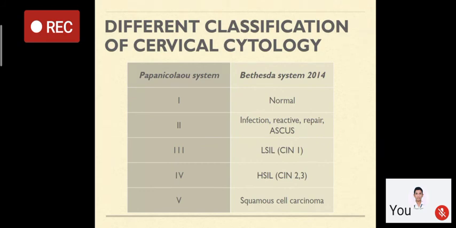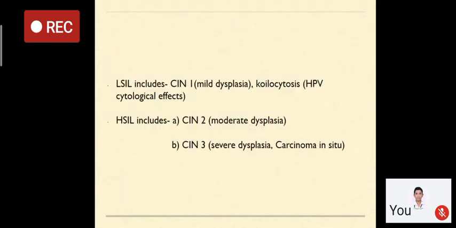or low-grade squamous intraepithelial lesion, which is CIN1. The koilocytosis is seen in the lower one-third of the cervical epithelium, or it can be HSIL, high grade squamous intraepithelial lesion, which can be CIN2 or CIN3, or grade 5 pap smear is cervical cancer, or the patient already has squamous cell carcinoma. LSIL includes CIN1, which is mild dysplasia, koilocytosis because of HPV cytological effects. HSIL includes CIN2, moderate, and severe dysplasia or carcinoma in situ in CIN3.